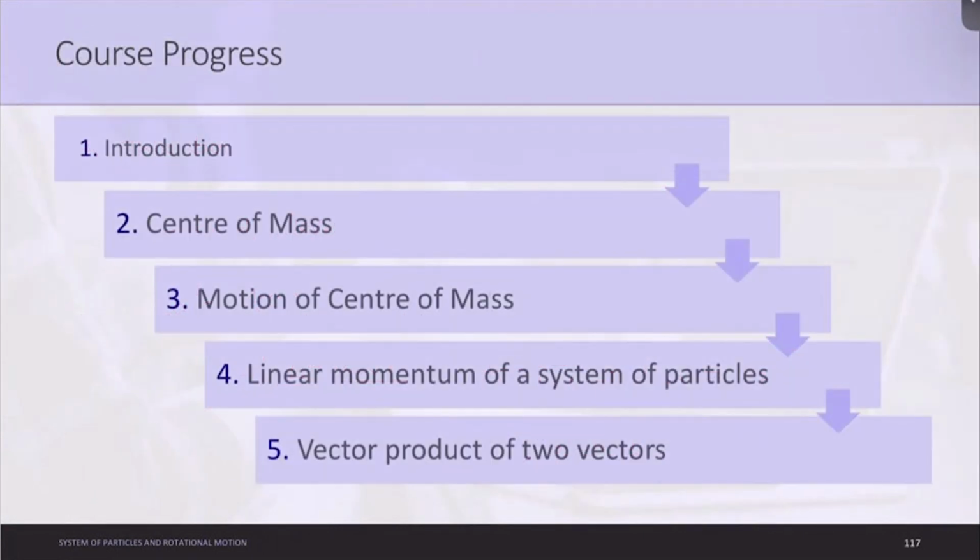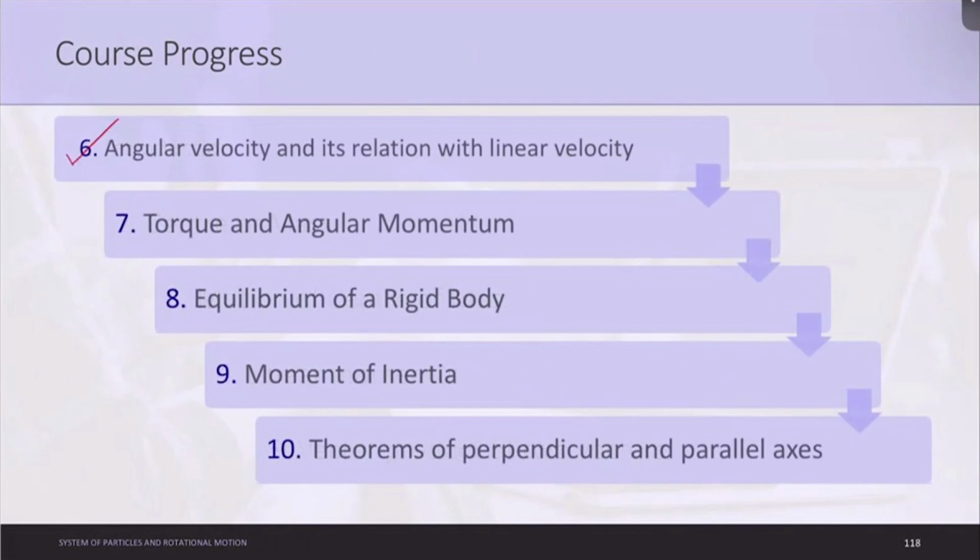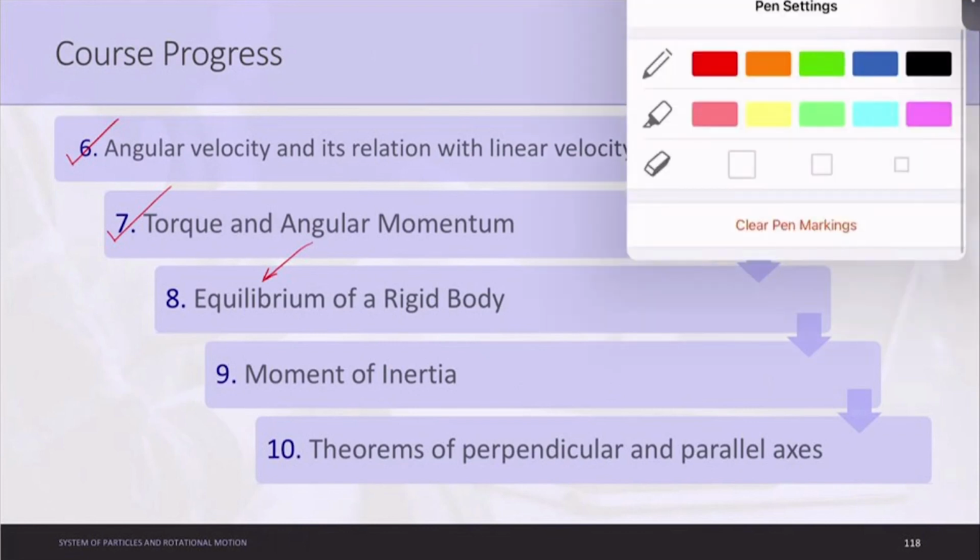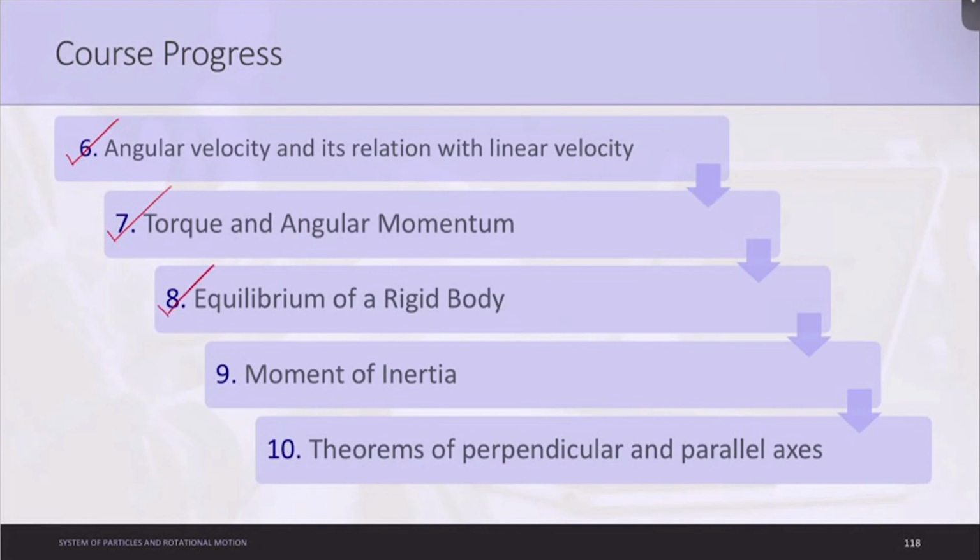So the course progress for you: we started with the introduction, completed the center of mass, the motion of center of mass, linear momentum of a system of particles, the vector product of two vectors, the angular velocity and its relation with linear velocity, torque and angular momentum, and currently we are on the equilibrium of a rigid body. That is its subtopic. After this, we'll go to the most important concept which you need to understand, that is the moment of inertia.